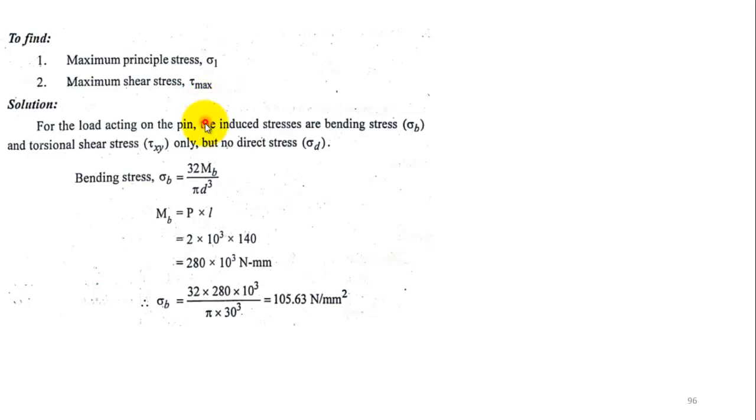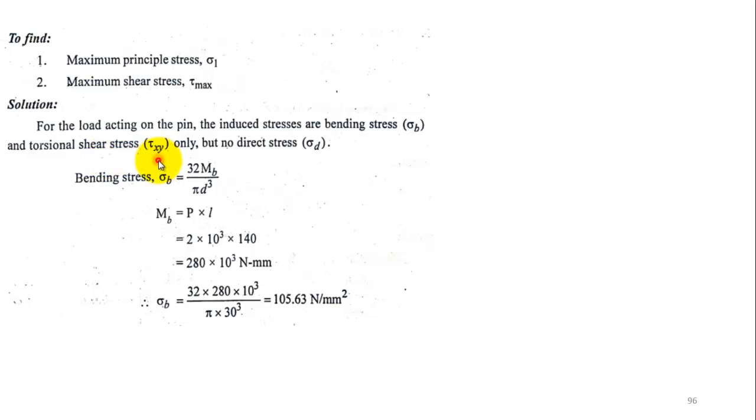Here two types of stresses are acting. That's what this sentence is conveying. No direct stress is there because there is no direct loading condition in this problem. Only bending is caused and also one torsion is there. No direct stress, that is no tensile or compressive stress, is acting in this problem. Only the stresses are bending and torsion. Bending will cause bending stress, and torsion will cause shear stress, that too torsional shear stress.